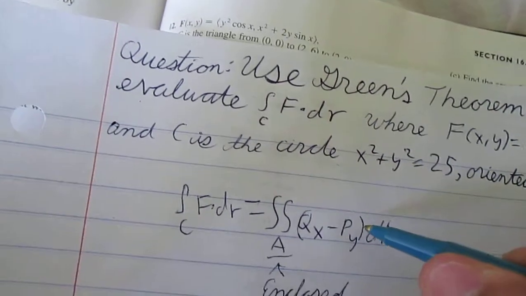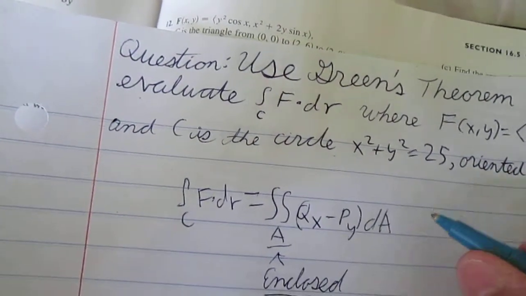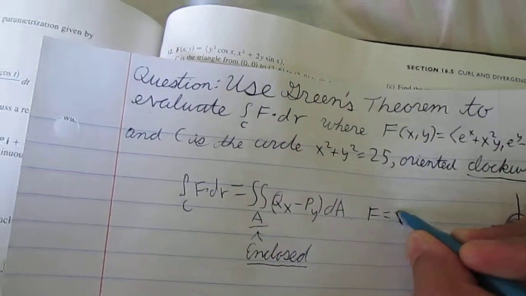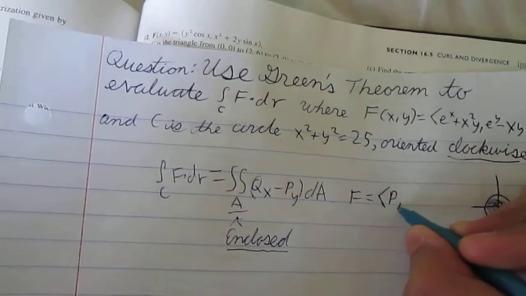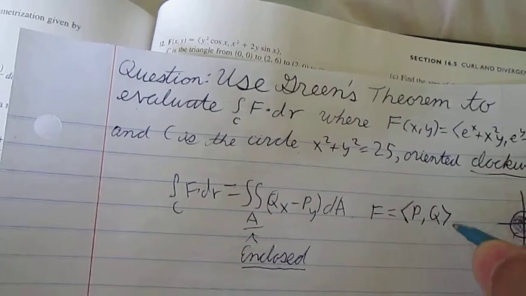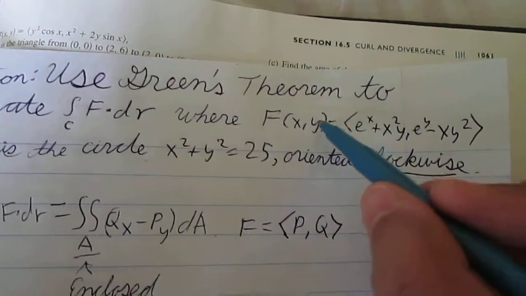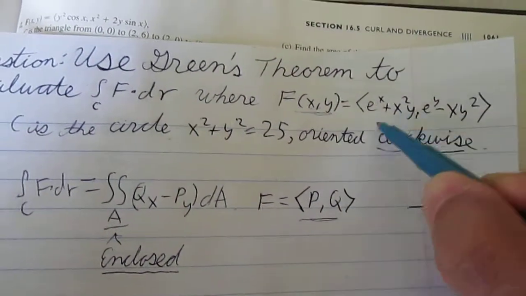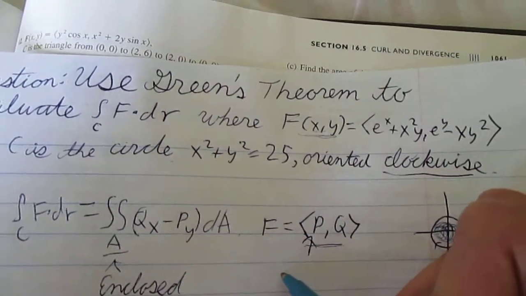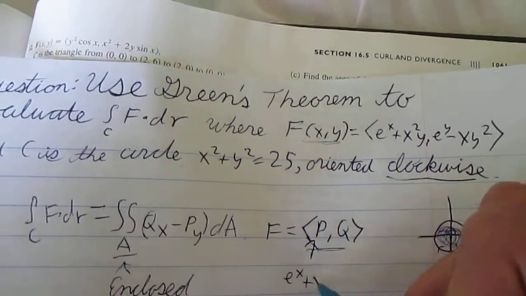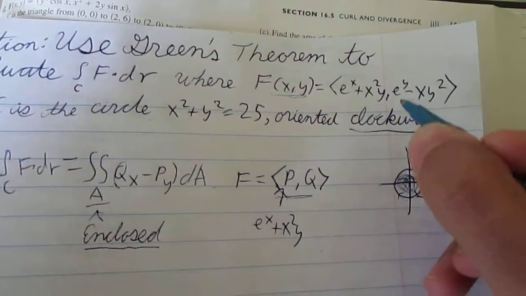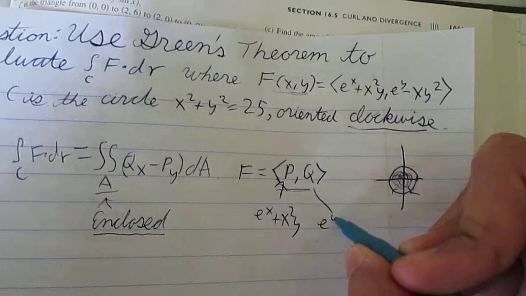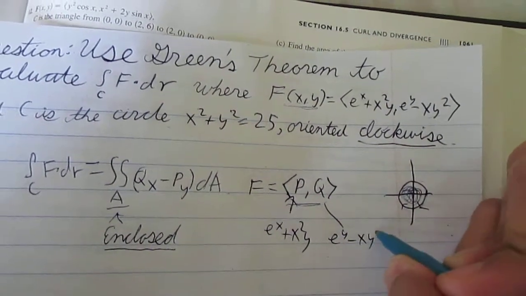So what are Q and P? Well, this is when F is in the form of P comma Q, the x and y components. So let's look at this, that, and that. Our P is e to the x plus x squared y, and our Q is given there as e to the y minus x y squared.